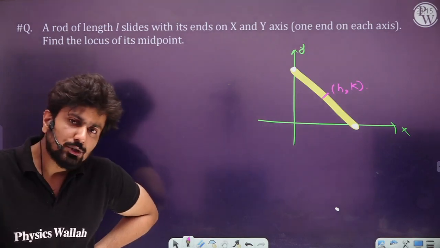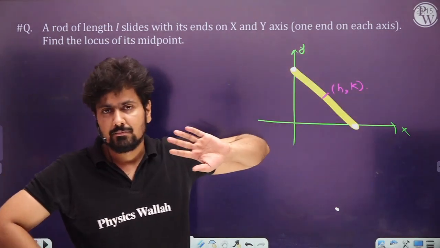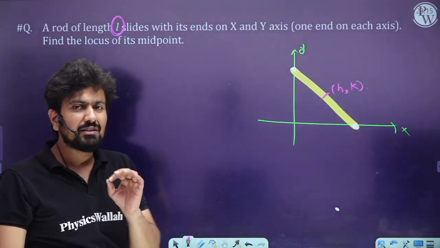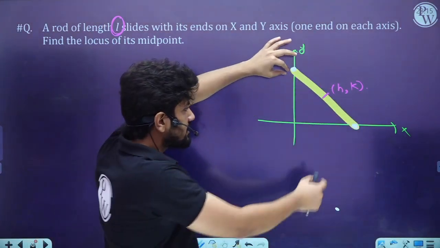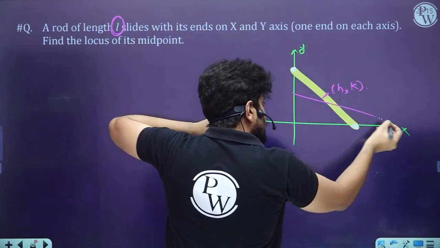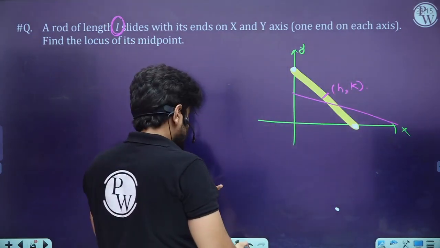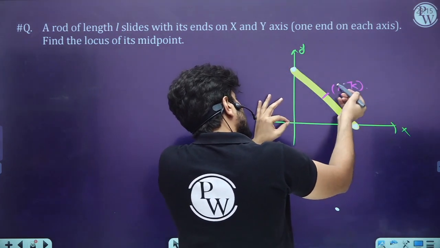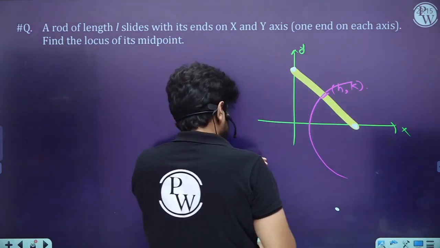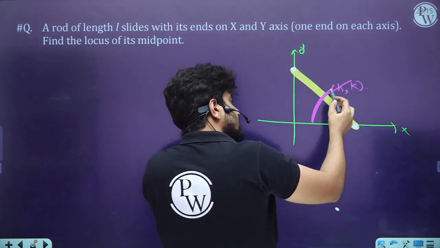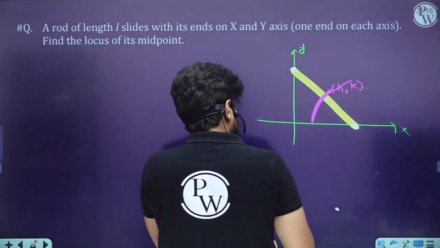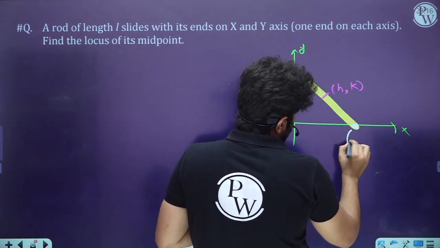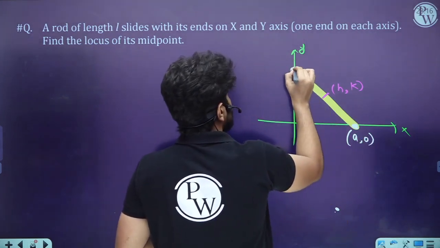What information do we have about the rod? Only the length. That length is L, right? This is the entire information given in the question, that the length of this rod is L and it is just sliding. So when it is sliding, suppose it moves over here, the middle point is moving. So this middle point is a moving point and it will be moving in some path. If this rod slides down, this point will be moving in some path like this. Now, what is the equation of this path? That's what they are looking for. Now, let me call this point (A, 0). Let me call this point (0, B).